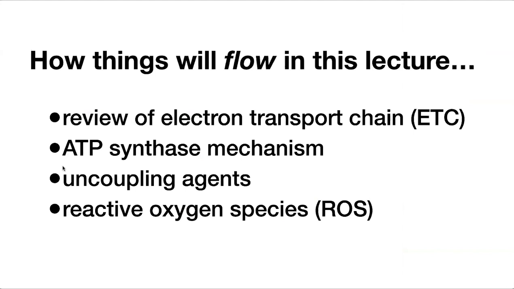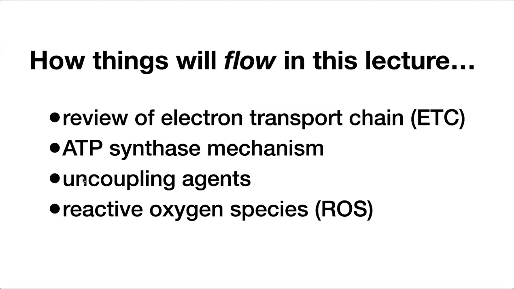And then we'll talk about how things can go according to different plans or not according to plan. We'll talk about ways in which the gradients can get messed up, things like uncoupling agents. Some of these are natural, like our brown fat, which can generate heat. Some are unnatural and dangerous, like diet drugs, like DNP.